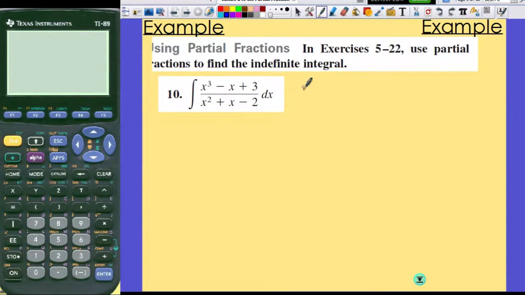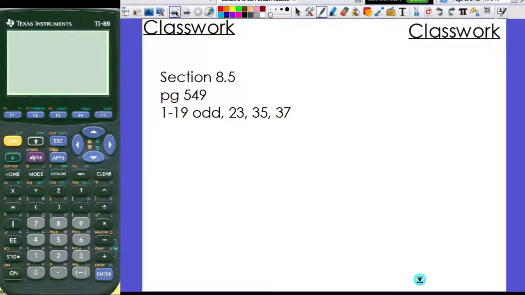All right, polynomial division first. Oh, gross. We're going to save that for class. Bye.